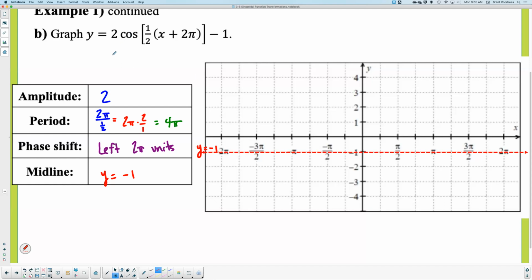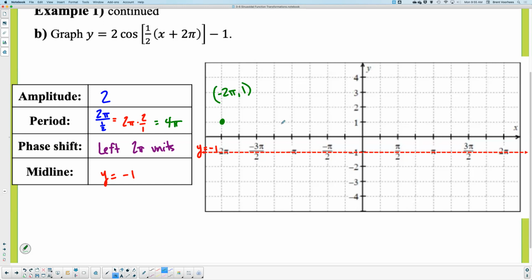Finally, cosine. Does cosine, quote, start at its minimum or maximum or 0? It starts at its maximum. The maximum on this one is 2 units up from the midline, which means its maximum will be at +1. Now, that's where it should start. Do we actually start there? No. How far is that shifted? Left 2 pi units, so that's where we're going to start our graph on this problem. We're going to begin from negative 2 pi, comma, 1.